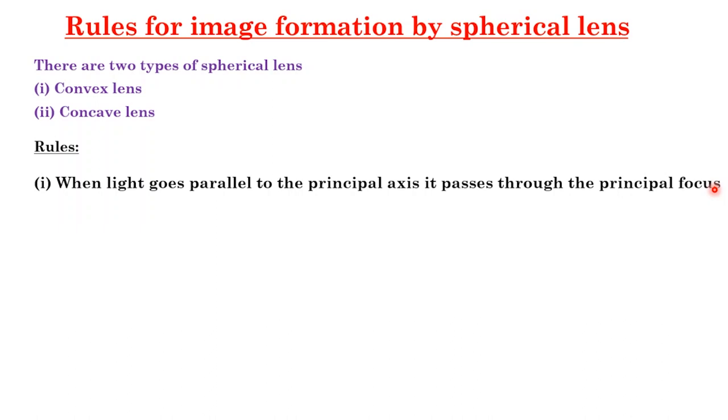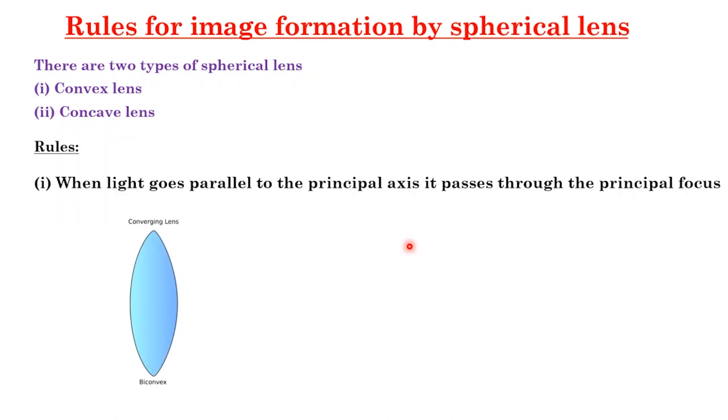We have also studied in mirrors that whenever light goes parallel to the principal axis, after reflection it goes through the principal focus. Now the same concept we will study here. When light goes parallel to the principal axis, after refraction it passes through the principal focus.